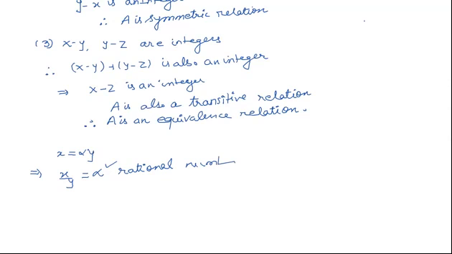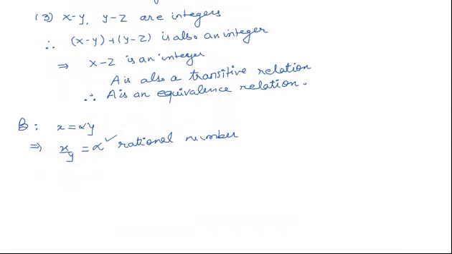First of all, we will check for reflexiveness, whether the given statement B is reflexive or not. As we know that x over x is equal to 1, which is a rational number, therefore statement B is a reflexive relation.